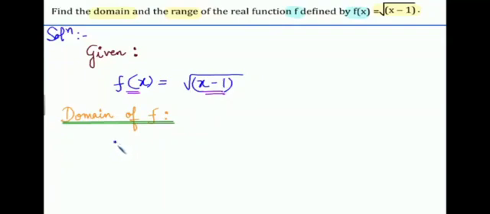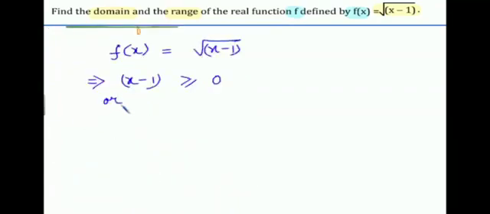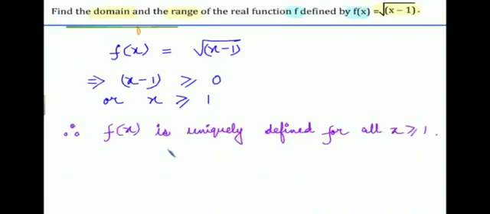सो आप x की जगह पे 1 या 1 से ज़्यादा वैल्यू पुट कर सकते हो क्योंकि रूट के अंदर ज़ीरो चलेगा बट नेगेटिव वैल्यूज़ नहीं चलेगी. So f(x) is equal to under root x minus 1. So you have to solve x minus 1 is always greater or equal to 0. So x is always greater or equal to 1. So f(x) is uniquely defined for all x greater or equal to 1.